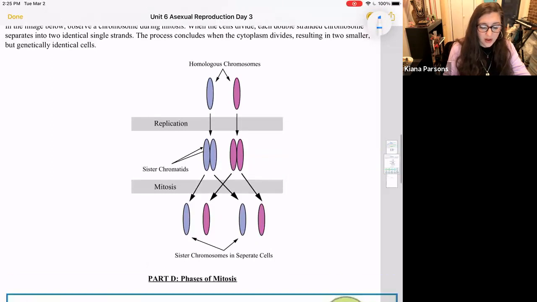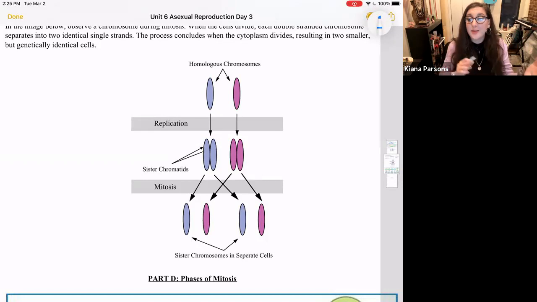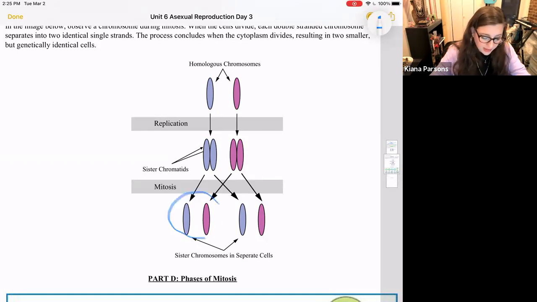So this is an example here of homologous chromosomes. These are chromosomes that are coding for the same genes, but they are different from each other. They don't code for the exact same proteins. They might identify the same genes, but they don't code for the exact same proteins. When replication happens, these two sister chromatids move on to be in separate cells.